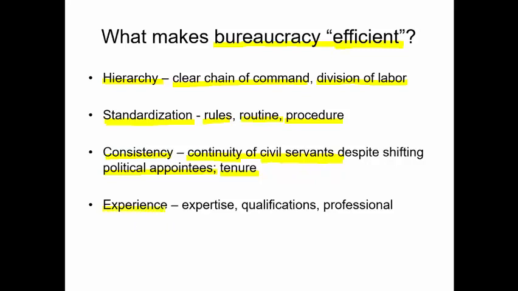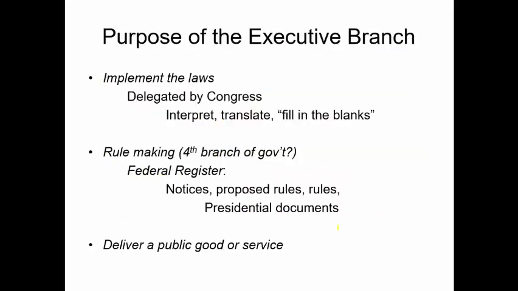And then the other thing is, of course, experience. Civil servants are hired based on their qualifications. That was one of the major reforms from the spoils system. So therefore, you can maintain your job through expertise and a certain amount of professional qualifications. So this is part of how the bureaucracy has evolved into being somewhat of an efficient system, despite the fact that you've got a lot of complexity dealing with providing public goods and services to a growing population in America.